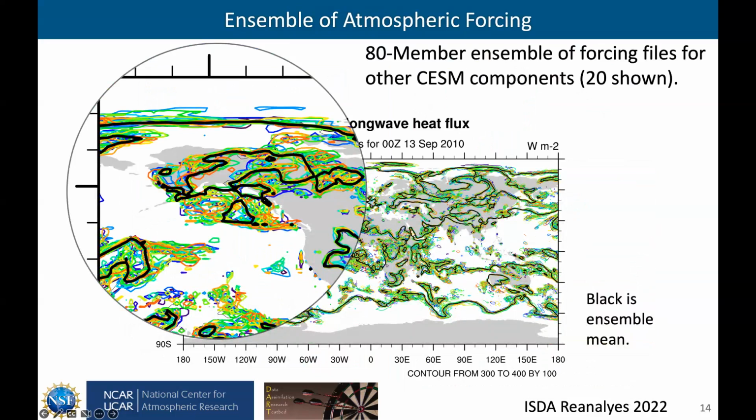Here's an example of the ensemble forcing, in this case 20 members and the ensemble mean of the downward longwave heat flux. It shows contours of 300 and 400 watts per square meter. This is part of a set of realistic, physically consistent forcing fields derived from CAM model states. The ensemble uncertainty is consistent with the observing network and the model formulation. Larger spread among the contours represents areas where a wider range of forcing must be handled by the surface model.